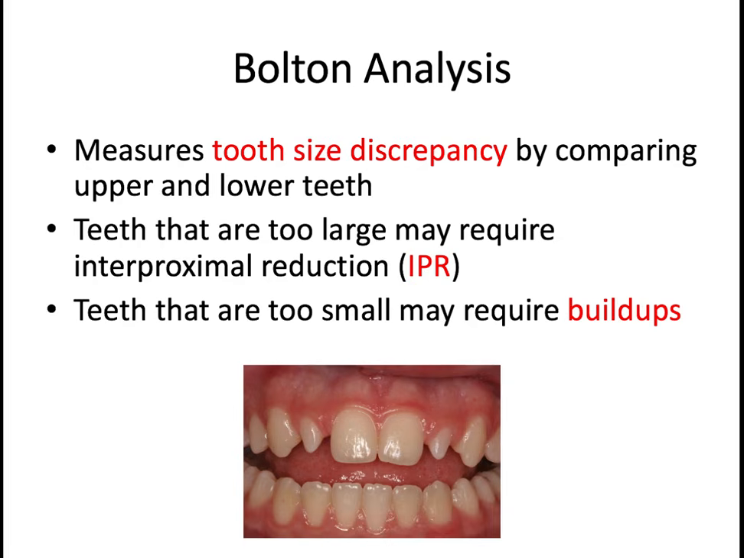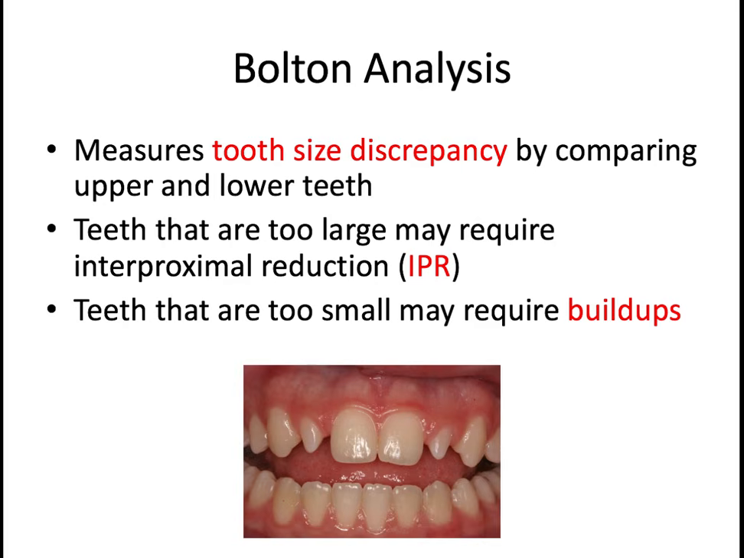So let's talk a little bit about the Bolton analysis. This measures tooth size discrepancy by comparing the upper and the lower teeth. There are accepted ratios between how wide the top teeth and how wide the bottom teeth should be relative to each other in order to get them to fit together properly. Again, think of the upper lid that fits snugly on the lower box. So we can have two mismatches here.